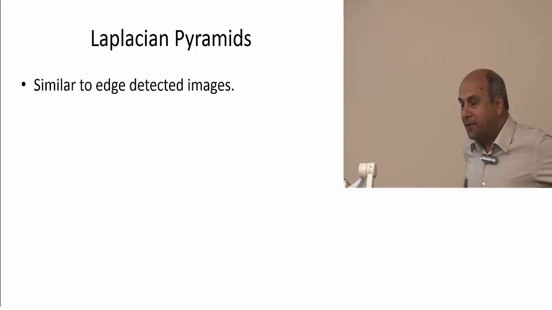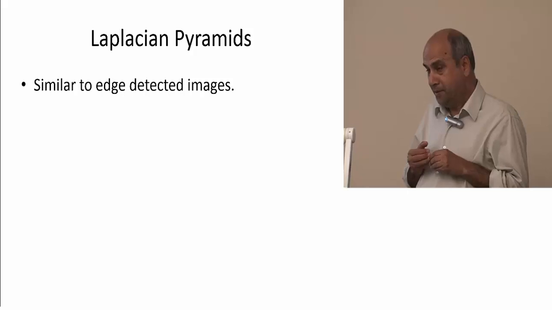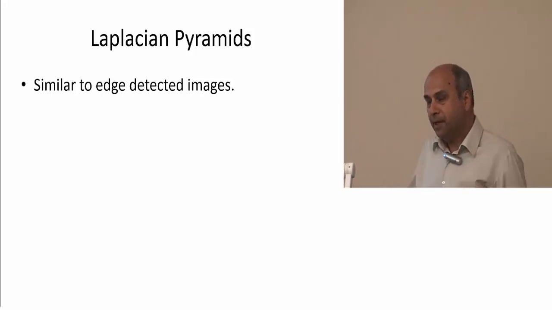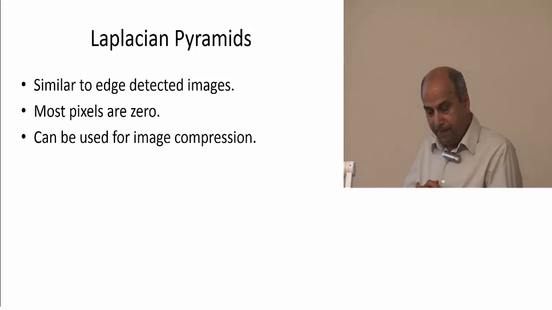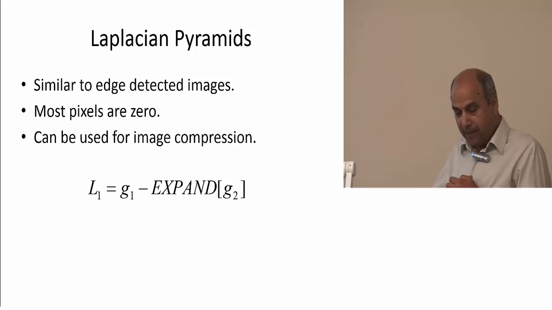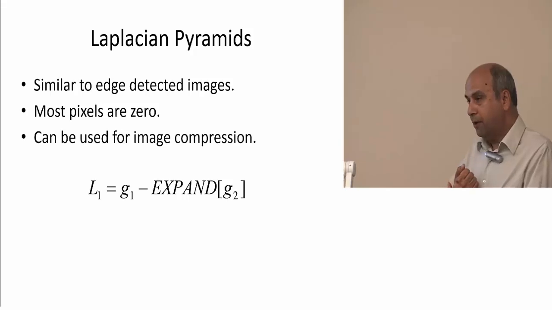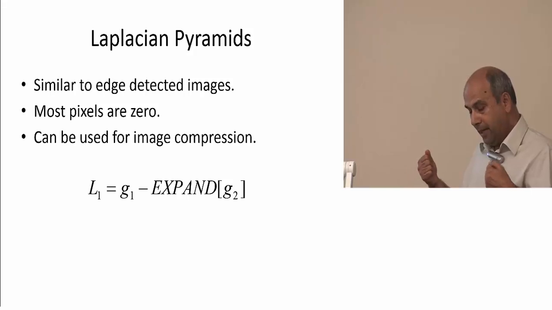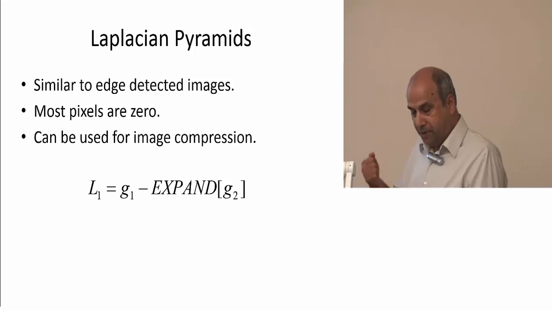Now the Laplacian pyramid is similar to detecting edges, and it's actually the Laplacian of Gaussian. Most of the pixels will be 0 in that pyramid, and it can be used for image compression. The idea is very simple: we take level 2 of the Gaussian pyramid, G2, expand it, then subtract that from G1. G1 minus expand G2.